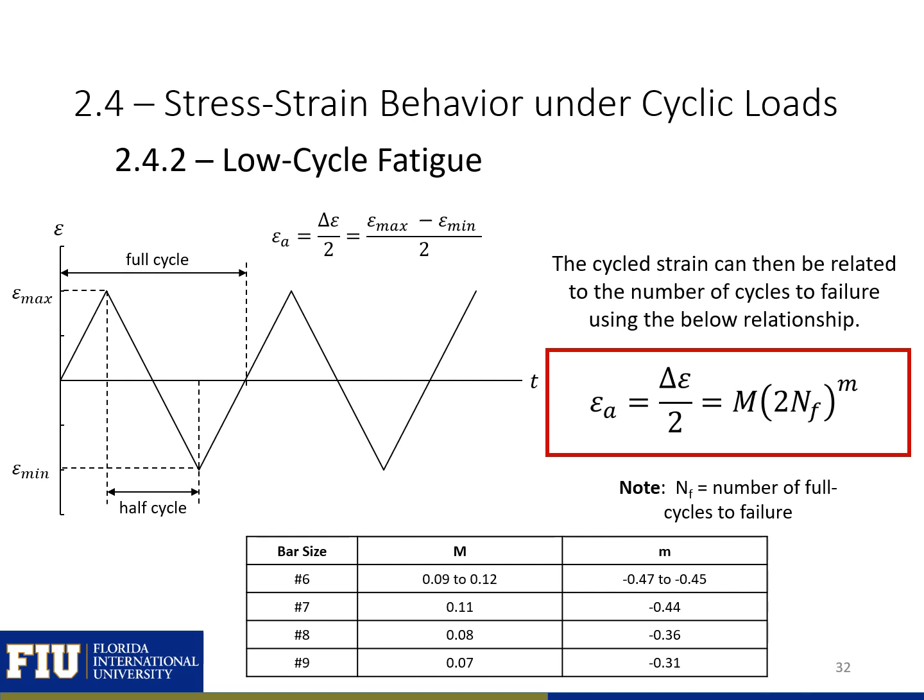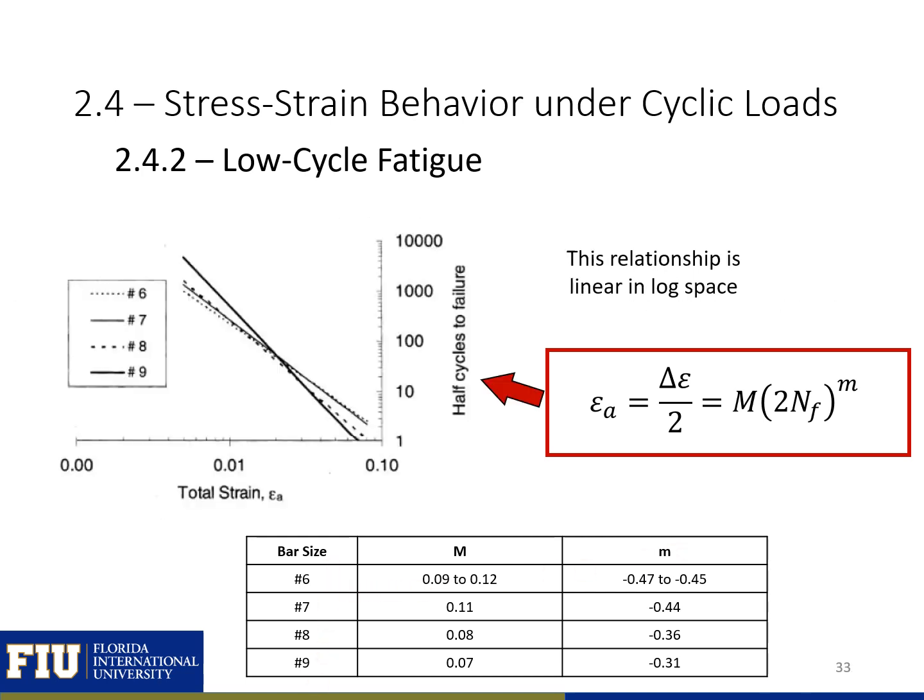So we'll do this on the following slide, but we'll use this equation here, where NF is the number of full cycles to cause failure, or 2NF is the number of half cycles required to cause failure. Capital M and lowercase m are constants that are dependent on the bar size. This relationship is linear in the log plot, so we can plot the number of cycles to cause failure based on the average total strain. And you'll see in the log space, it'll be a linear relationship.